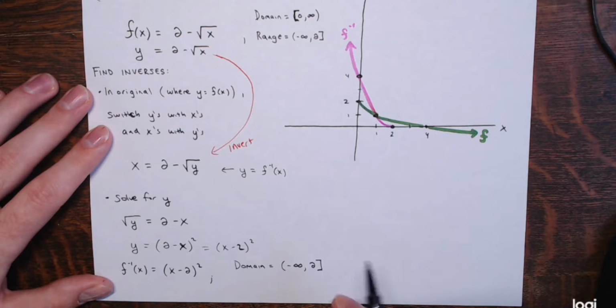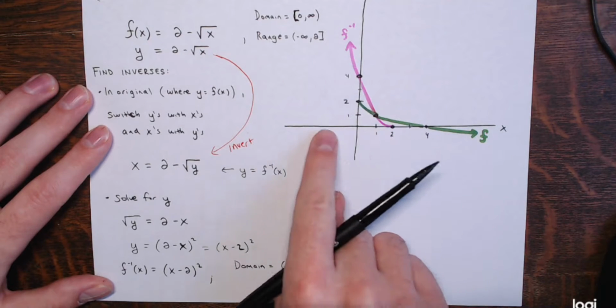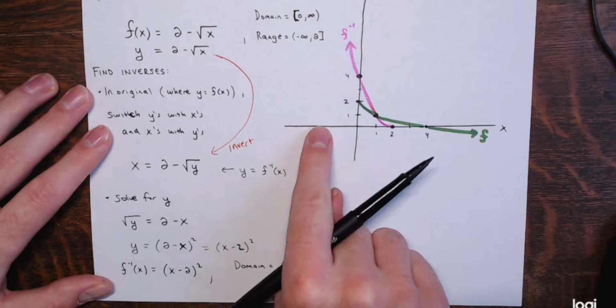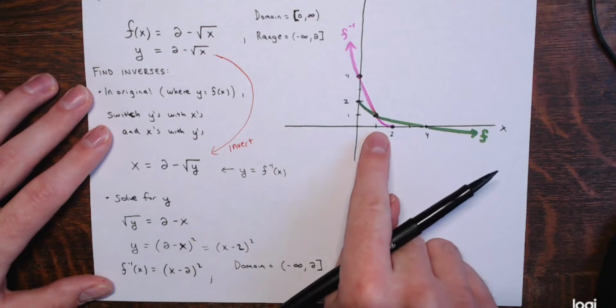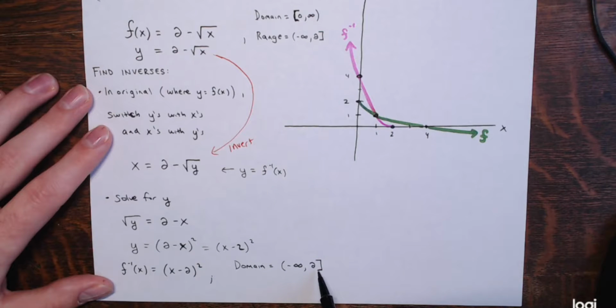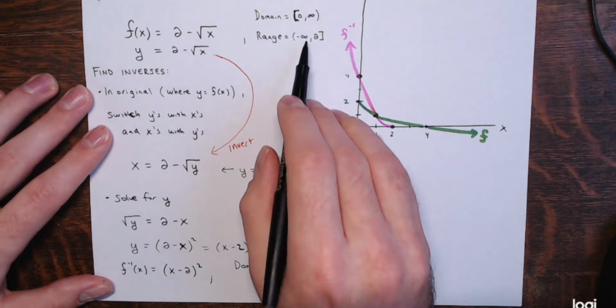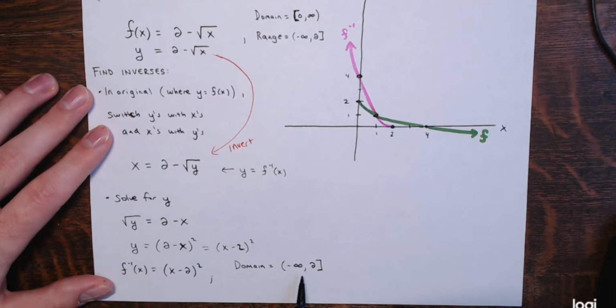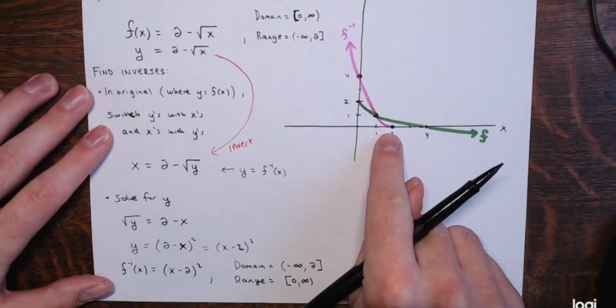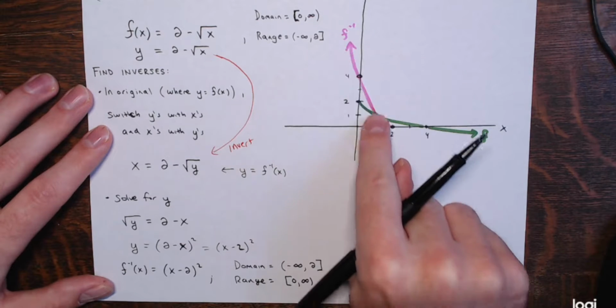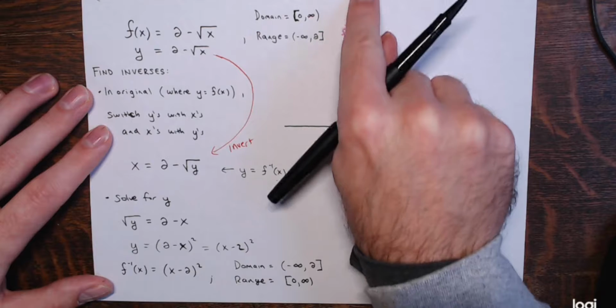And you can see that in my pink graph. The domain of the pink graph is from negative infinity on the x-axis up to 2. So the range of the original is the domain of the inverse. And the range of the inverse is the domain of the original, everything from 0 and up. You can see that in my pink graph: the y-coordinates are from 0 upward, 0 to infinity.